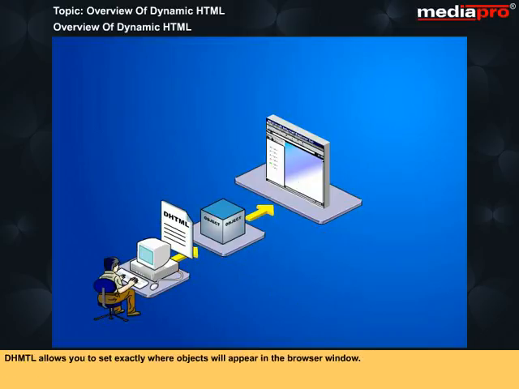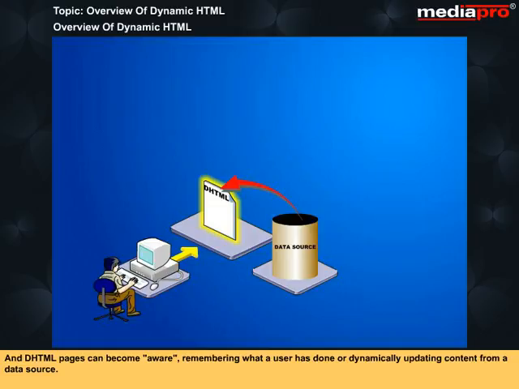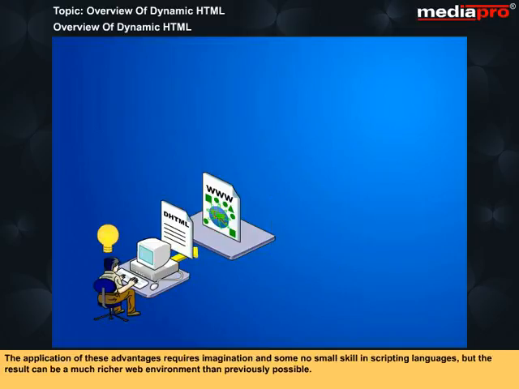DHTML allows you to set exactly where objects will appear in the browser window. Moreover, it will allow those objects to move in response to specific events or even be moved by the user. It will allow text or graphics on the page to be changed or even replaced completely, perhaps even by input from the user. And DHTML pages can become aware, remembering what a user has done or dynamically updating content from a data source. The application of these advantages requires imagination and no small skill in scripting languages, but the result can be a much richer web environment than previously possible.